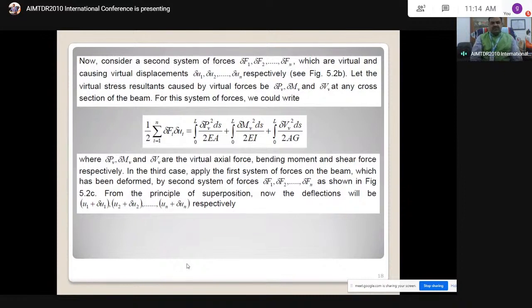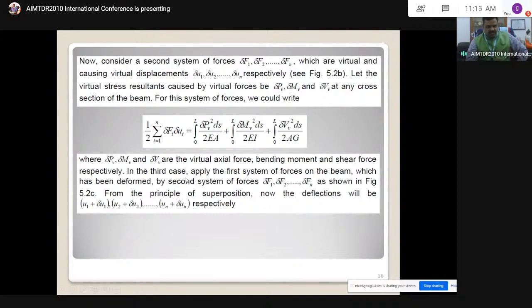Now consider the second system of forces, delta F1, delta F2, which is complementary, and the displacement, which is virtual, causing virtual displacements. Let the virtual stress results be caused by virtual forces on the cross section of the beam. You can take virtual displacement with real force, real displacement with virtual force, or a combination of both, because if you change a small value, there is not much effect on the system. This is the third case.